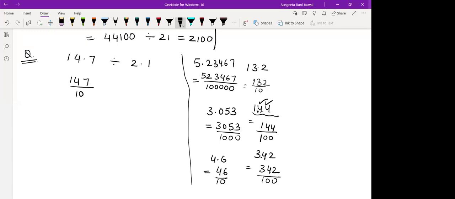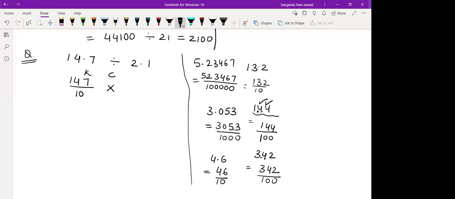Understood now? Now I told you just as a memory tip, just so that you remember, keep the first number as it is. Change the sign. Now sign is divide. Divide sign always changes to multiply. Then you have this number 2.1. 2.1 in a fraction form can be written.